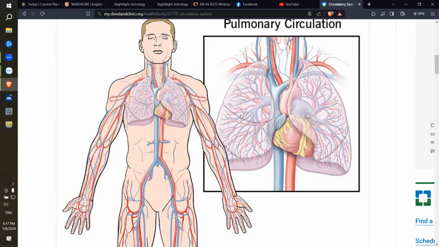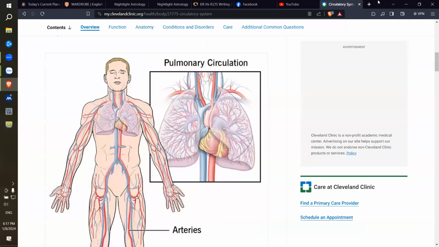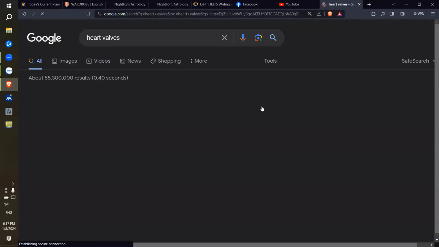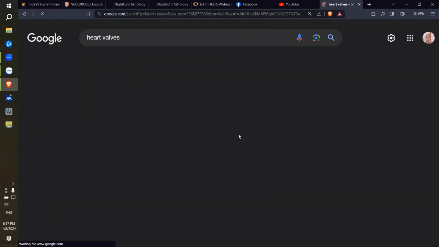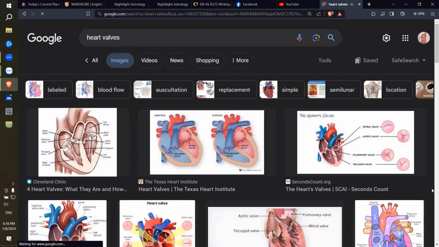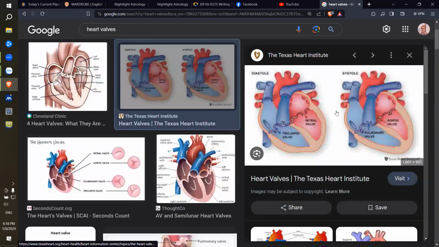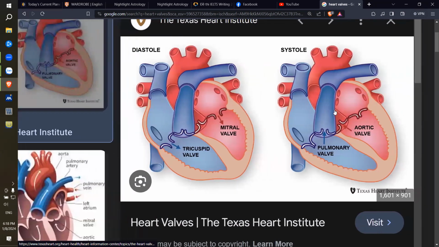So there are 4 valves that regulate the blood flow and ensure that it moves in the right direction. First is the atrioventricular valves. There is the tricuspid valve, which is located between the right atrium and the right ventricle. It has 3 cusps and prevents the blood from flowing backward from the right ventricle into the right atrium when the ventricle contracts. Very good.